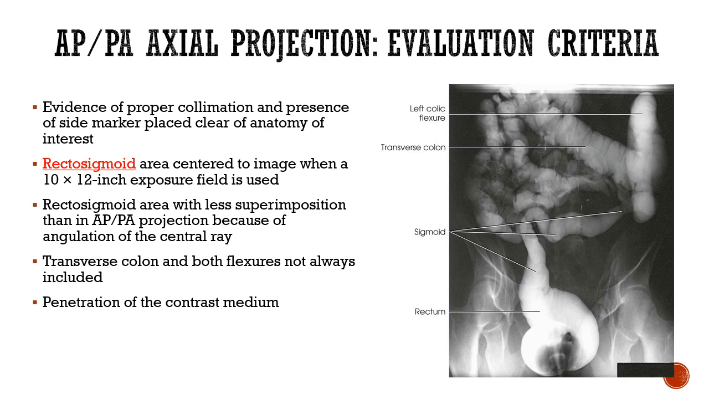On either image, you're going to see the rectosigmoid area centered to the image when a 10 by 12 exposure field is used. The rectosigmoid area is shown with less superimposition than the AP or PA because of angulation of the central ray. So you're able to move the colon up out of the way and we're able to focus on that sigmoid colon. The transverse and the flexures may not always be included.